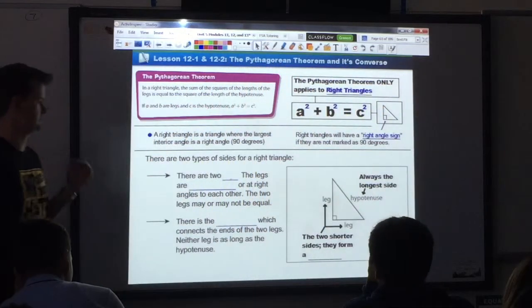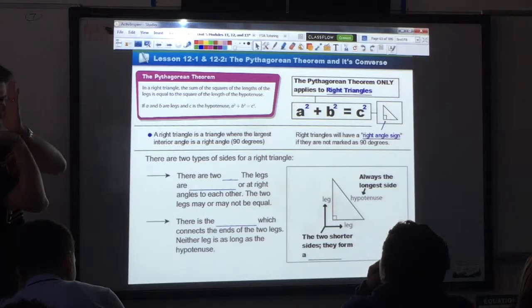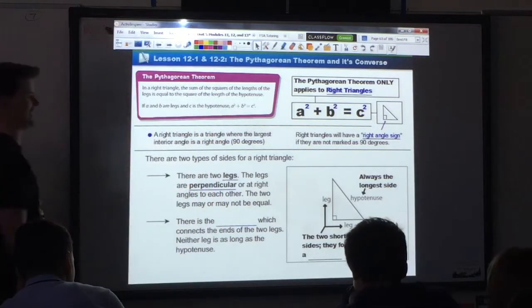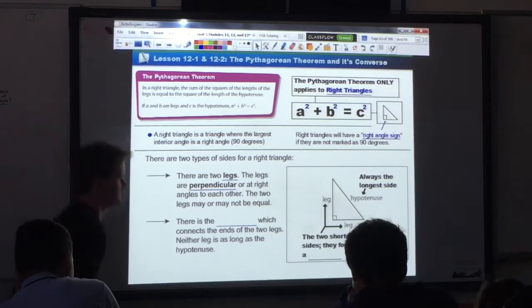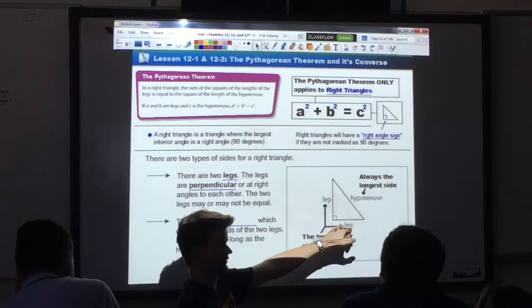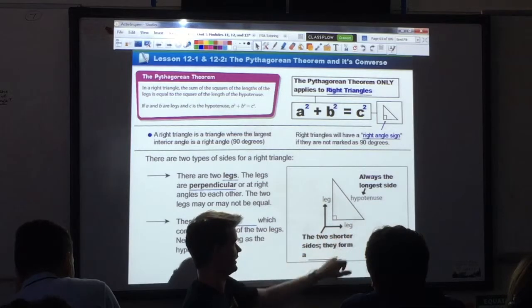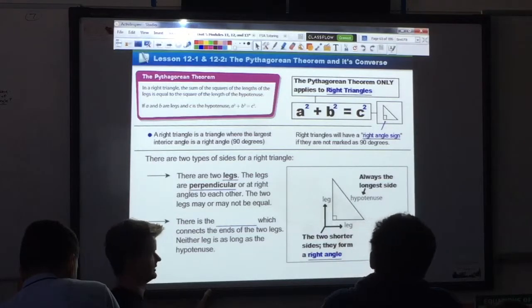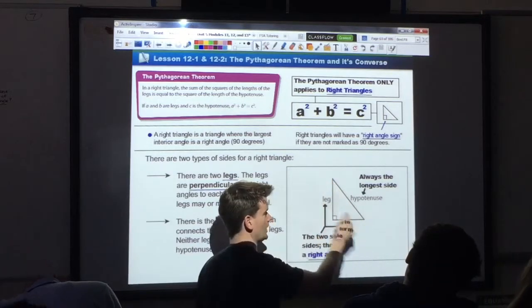Very, very important. In any right triangle, the two sides that form the right angle, looks like this right here, are known as the legs. The legs are perpendicular. They meet at a right angle. The two legs may or may not be equal. So the two shorter sides right here, very important that you understand this. These two shorter sides, the sides that meet to form a right angle, they are the legs. The other side, this long side, does this form a right angle anywhere? No, it does not. Only the shorter sides do.